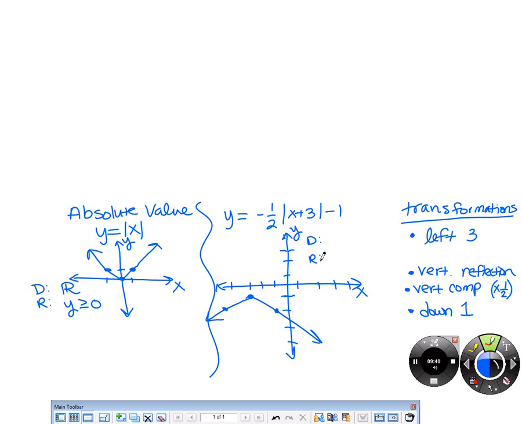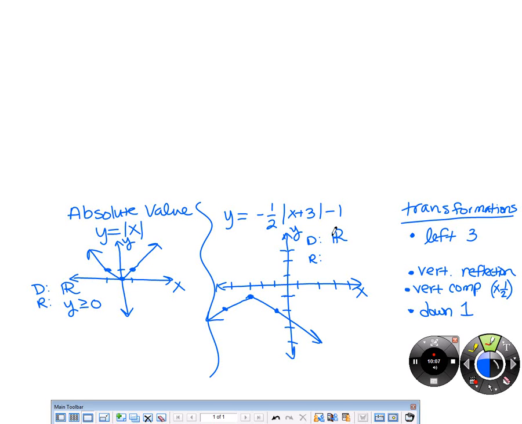The domain and range are not always going to be exactly the same as the parent function. Sometimes they will, sometimes they won't. What's the domain of this absolute value graph going to be? All real numbers, okay? Because your V still goes forever left and right, no gaps, so any x value you pick will have a point that you could find on the graph that goes with it. So all real numbers for domain. So basically for absolute value functions, the domain is always going to be all real numbers, right?